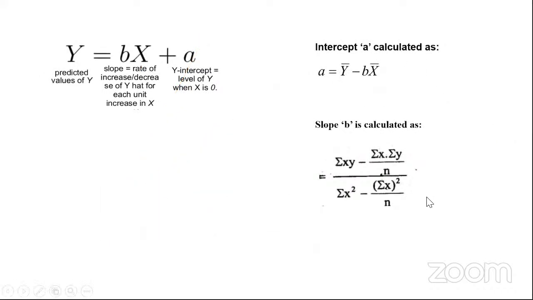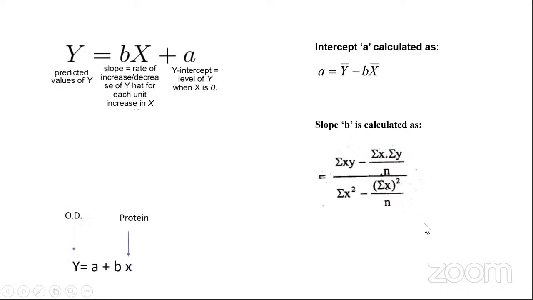So this is the formula for calculating the a and b values using a simple calculator. The a value can be calculated using the mean value of y, the b value and the mean value of x. And this is the formula for calculation of the b value.